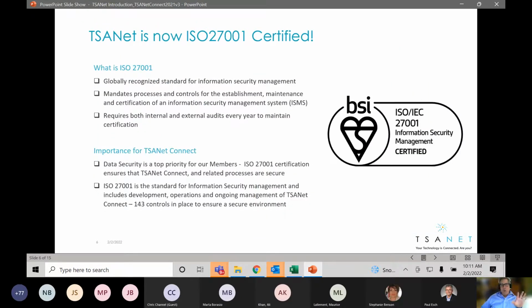So the next thing I'm going to do is I'm going to get in. We're going to talk about the TSANet Connect platform, and we'll spend a little bit of time on that. I'm actually going to log into the database and give you a demo of it, what it looks like.